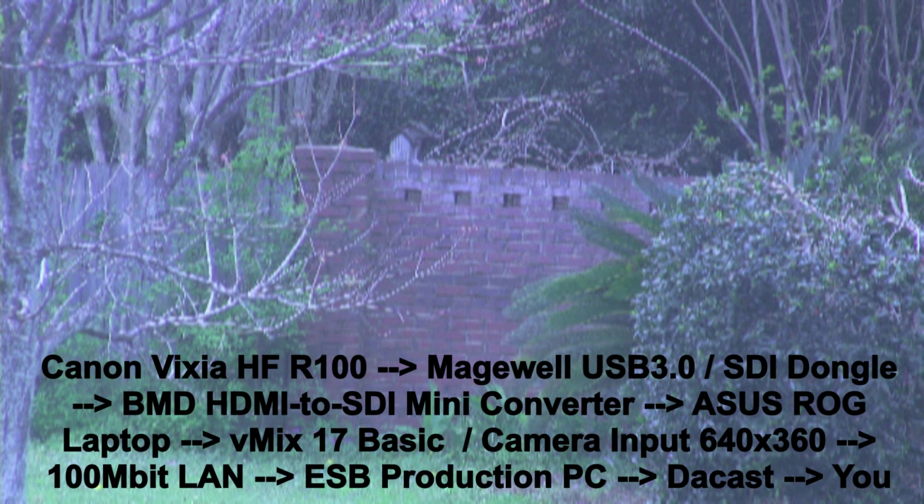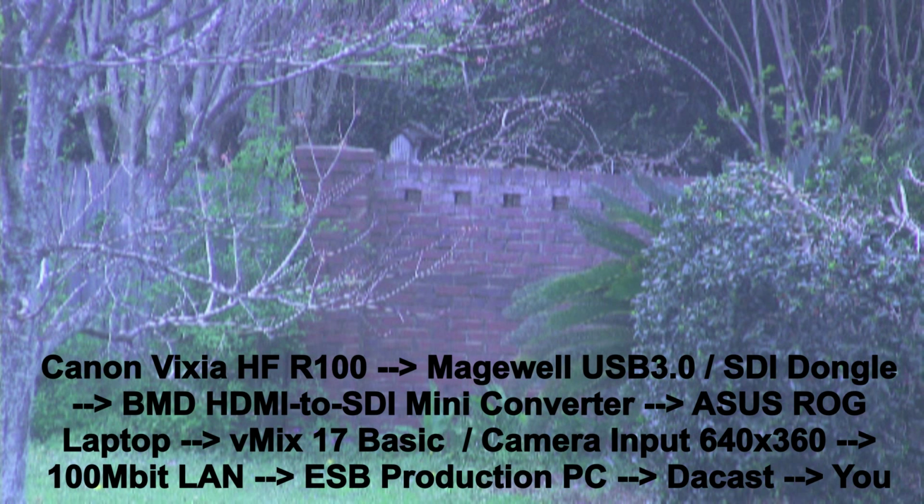You can see some plants and flowers. And earlier the wind was blowing, so it showed. This is actually shot through a window screen. So this is actually what the shot looks like in the camera. But you can see the path there: the Canon Vixia to the Magewell, to the Blackmagic, to the Asus, to vMix 17 Basic, and the camera in vMix Basic is 640 by 360 on the 100 megabit LAN, and then into my PC here, and then to cast to you.